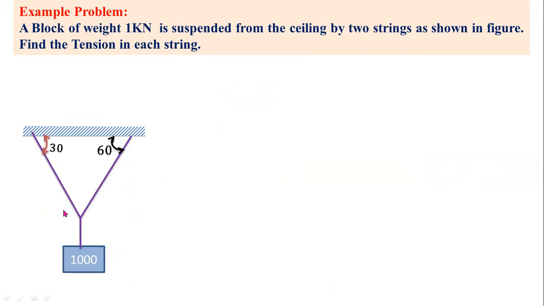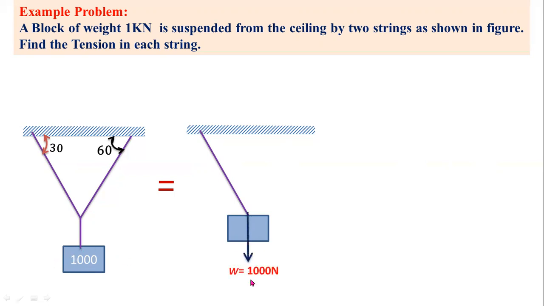Now you have to convert this diagram into a forces diagram. First of all, consider this horizontal ceiling support. After that, draw the given diagram, that is the 1000 newtons block. Here the self weight of this 1000 newtons always acts vertically downwards like this. Let W be the self weight. Now the tension in the string is T1.